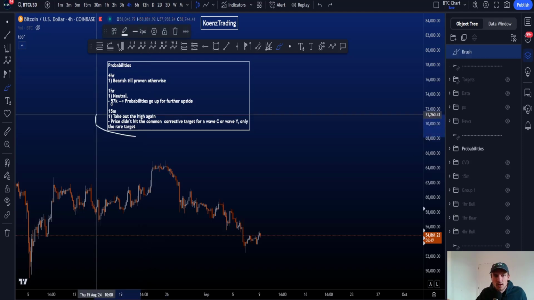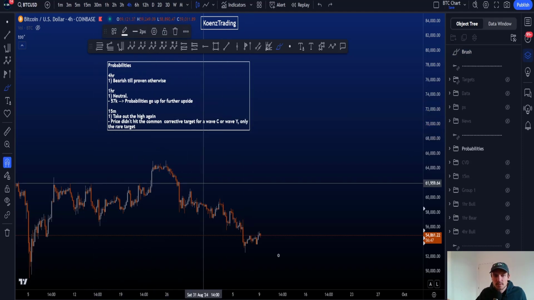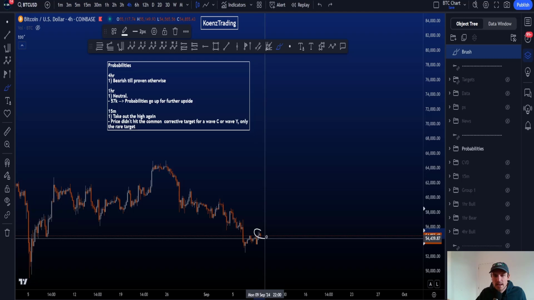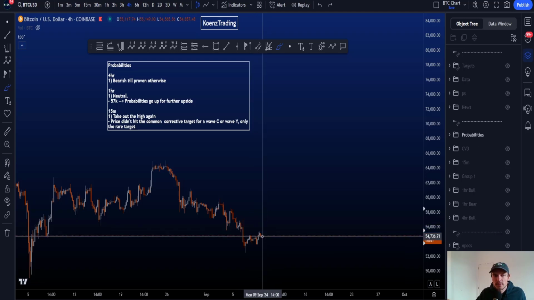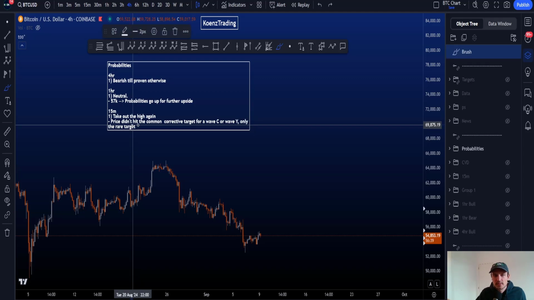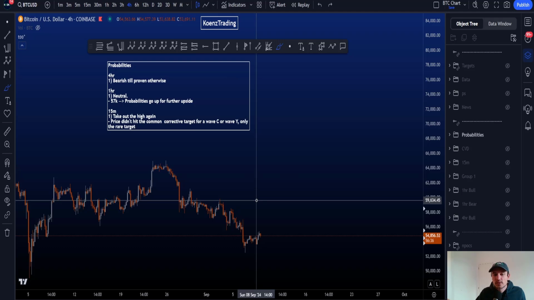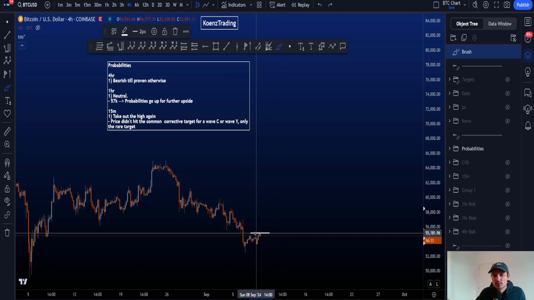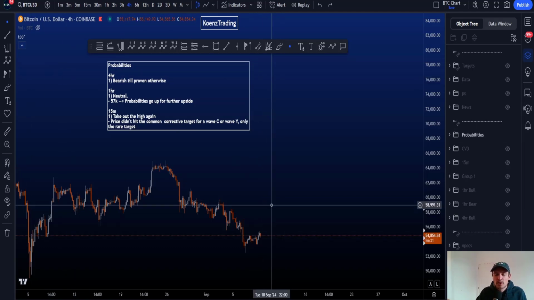On a 15-minute time frame, the probabilities at the moment from an Elliott wave point of view are higher to take out the local high, because price did not hit the common corrective target for a wave C or a wave Y, only the rare target, which is the 0.618 trend-based fib extension, which is again a rare target, one you don't see hit very often for price to reverse at that particular level.